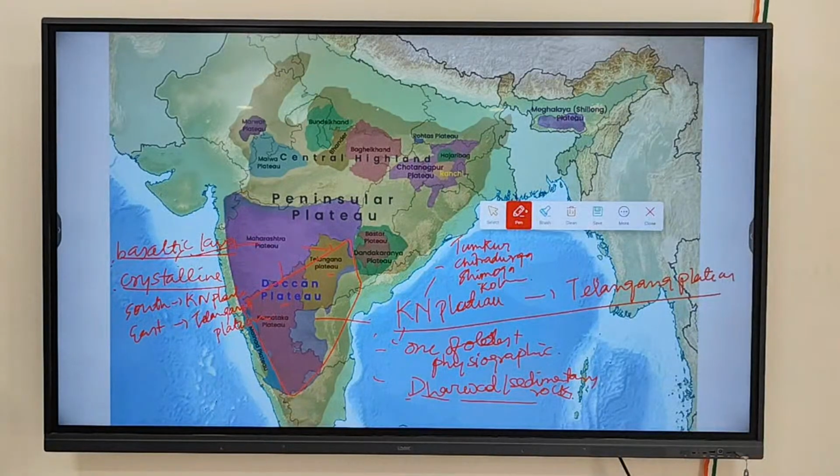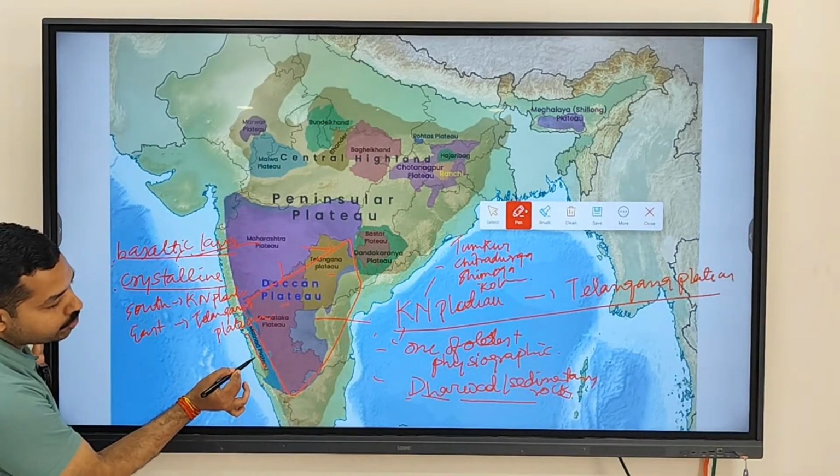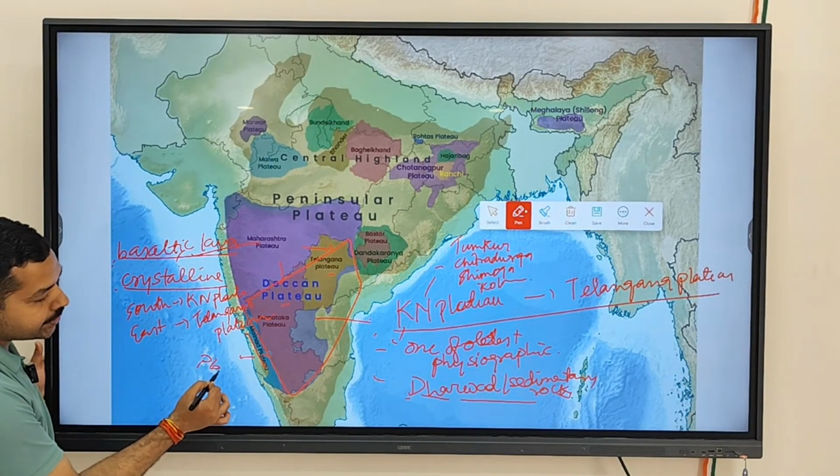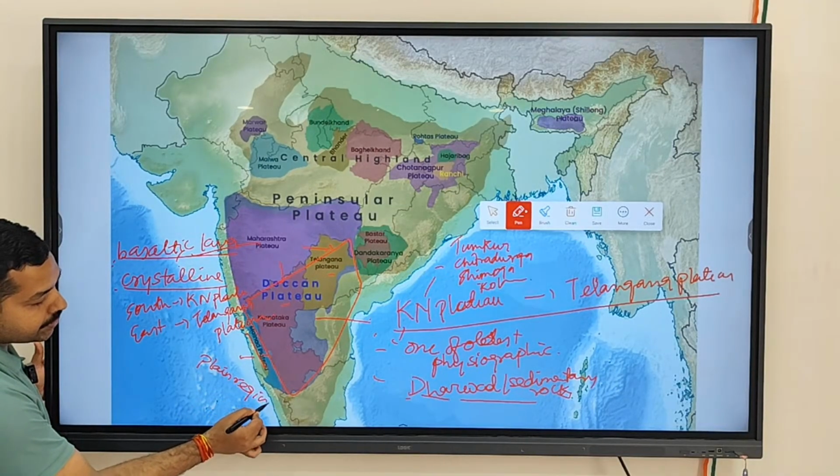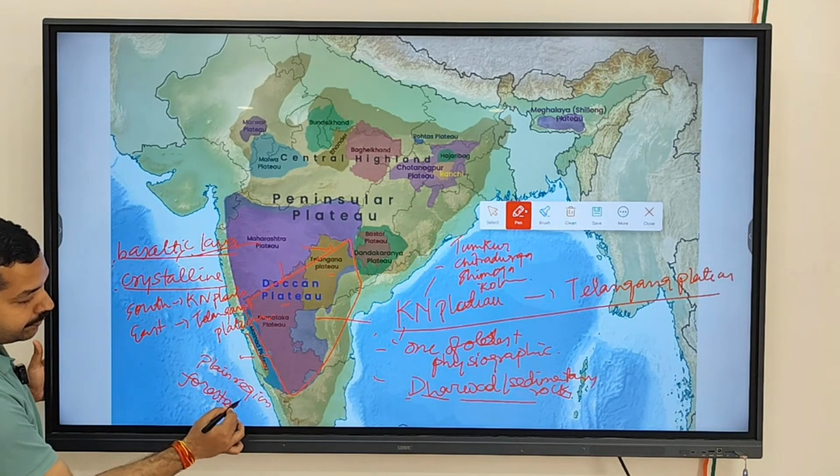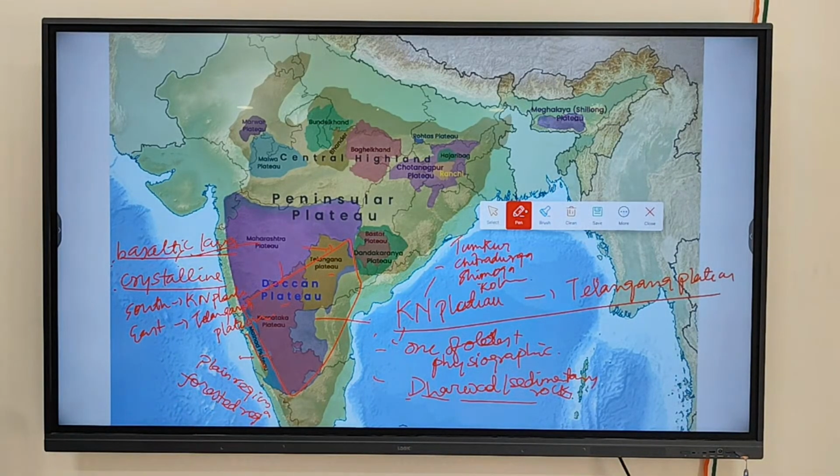Now, on the western side, it is divided into two parts: a forested region and a plain region. On the western edge, you'll find a forested region, and you'll find a plain region. Clear? Now this forested region is referred to as Malnad, and the plain region is referred to as Maidan. Malnad and Maidan.